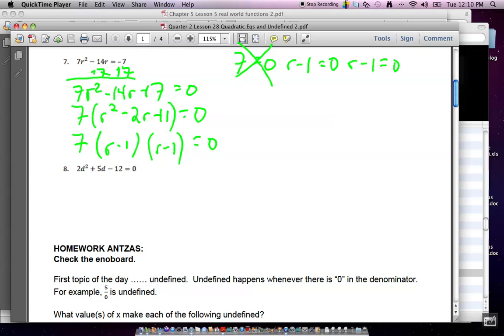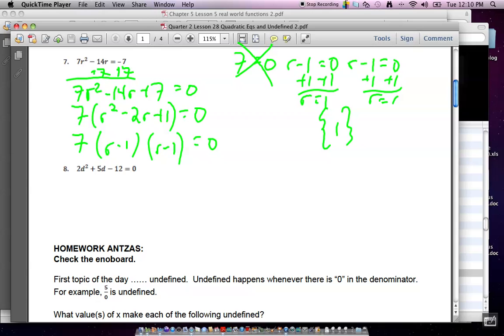I reject it. It's very important to take the time to write that step, because what if the common factor was r and not 7? Then I would get r equals 0. Could that be? Yeah, that could have been. Add 1 to both sides, r equals 1. In this case, the only answer is 1. It's twice, but the only answer works out to be 1.